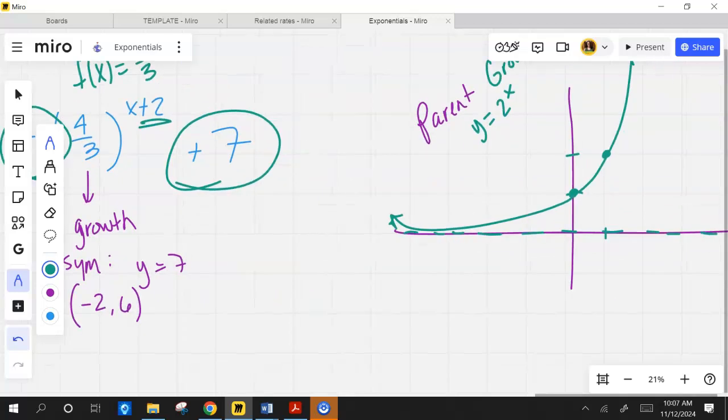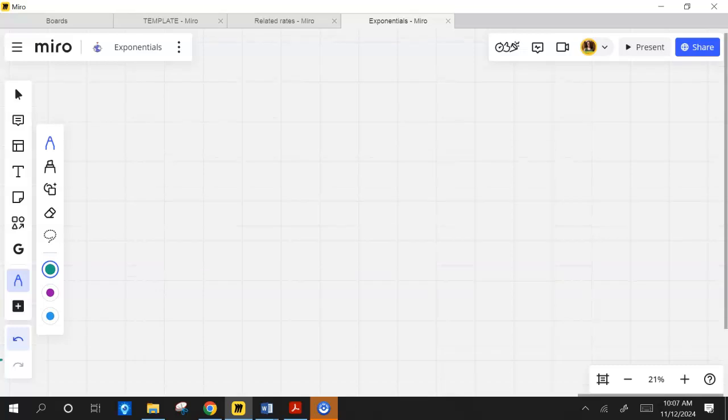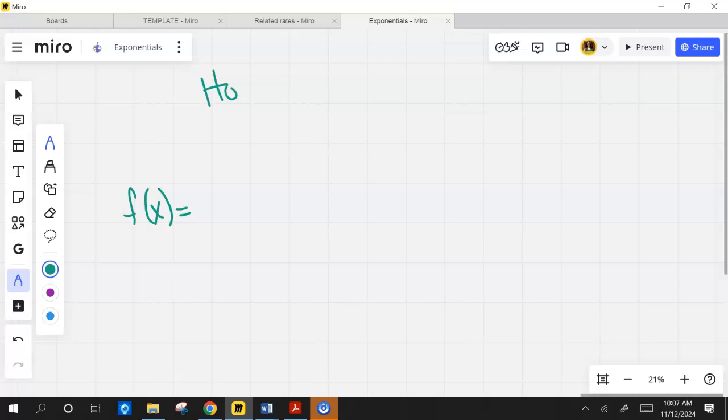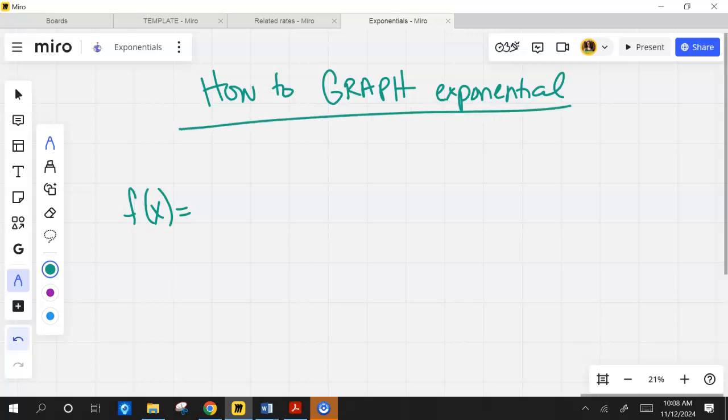Let me just show you without transformations. I think it'll be easier that way. All right, so let me show you how to graph. I'll do you a step sheet for how to graph. How about that? How to graph. This is my example over here.